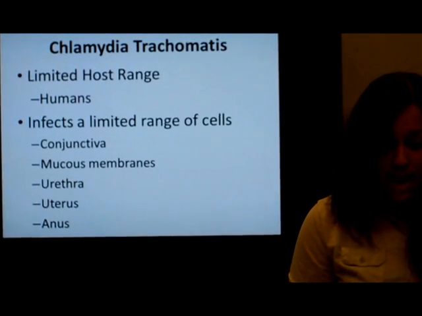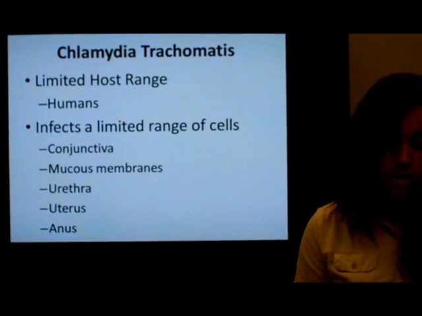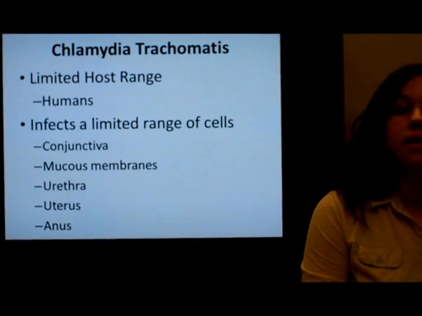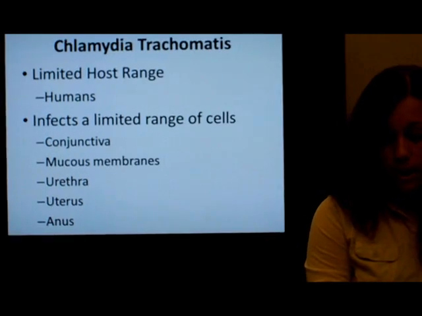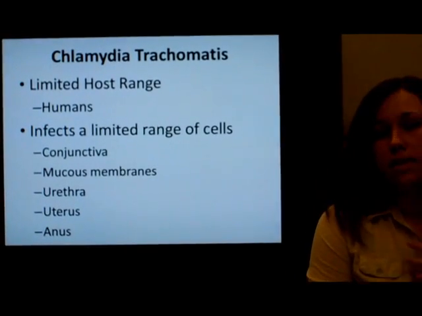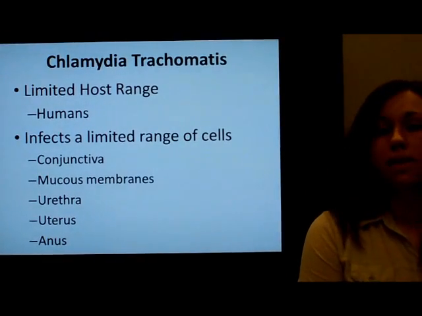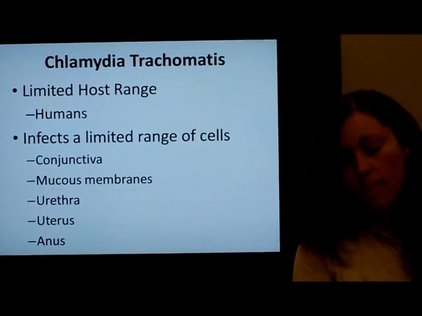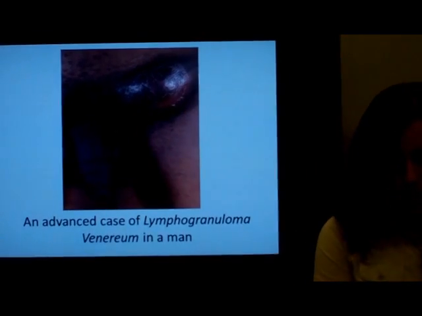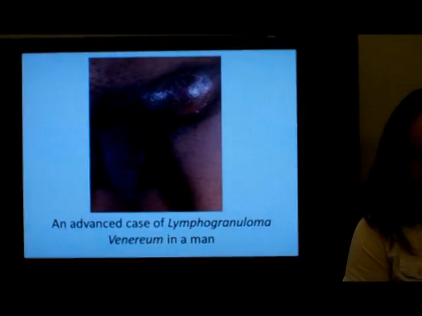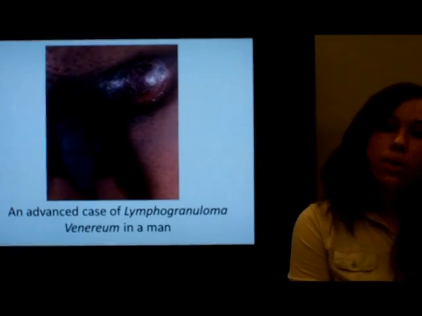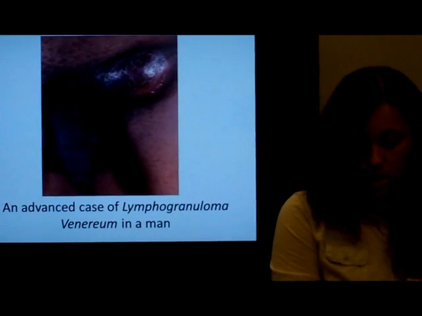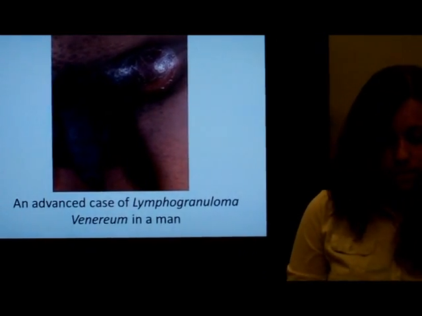There are 2 main disease-causing strains of chlamydia. One, as I mentioned, is the STD, and the other is the ocular disease trachoma. I will be covering the STD portion, and Antoinette is going to cover trachoma. STDs are caused by the LGV strain of C. trachomatis. There may be 2 or 3 stages that occur when affected.